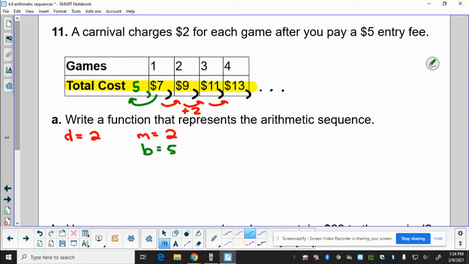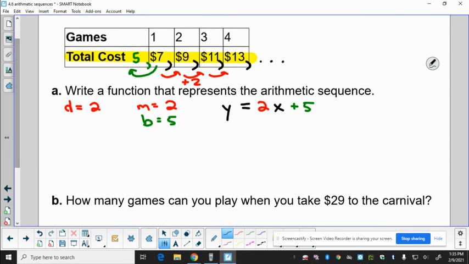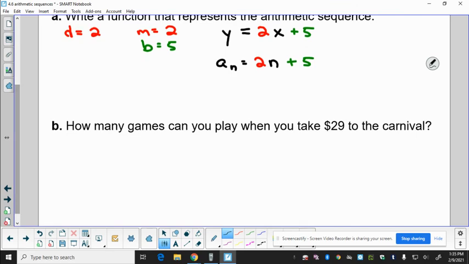So now what I'm going to do is I'm going to write my equation line. So it's going to be y equals mx plus b. Now technically what I want to do is get that in sequence notation. So that's going to look like this. A sub n equals m, no x anymore, we're going to use an n, and then plus 5. I'm going to use that formula to answer this question.